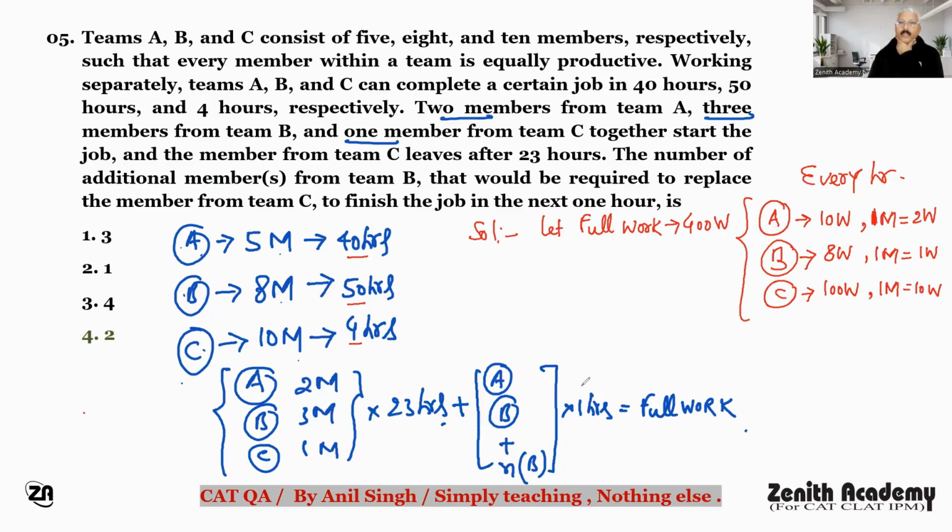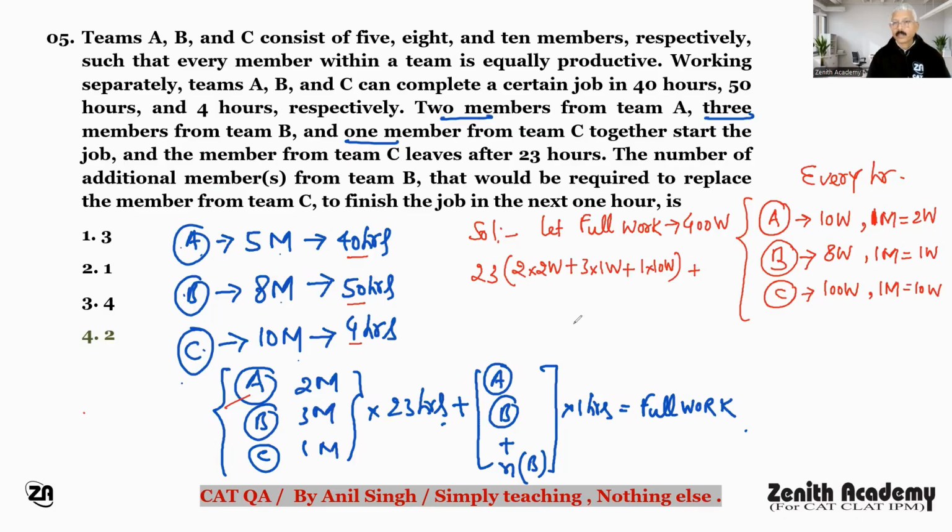This is okay, fine. And now 2 men from team A, so 2 into 2W, plus 3 men from team B, 1 man, 1 work, so 3 into 1W, plus 1 man from team C, and team C, 1 man finishes 10 work. This combination went for 23 hours.